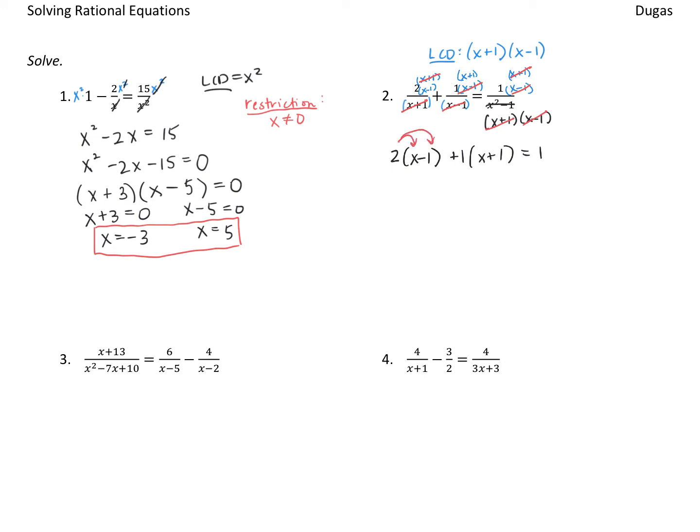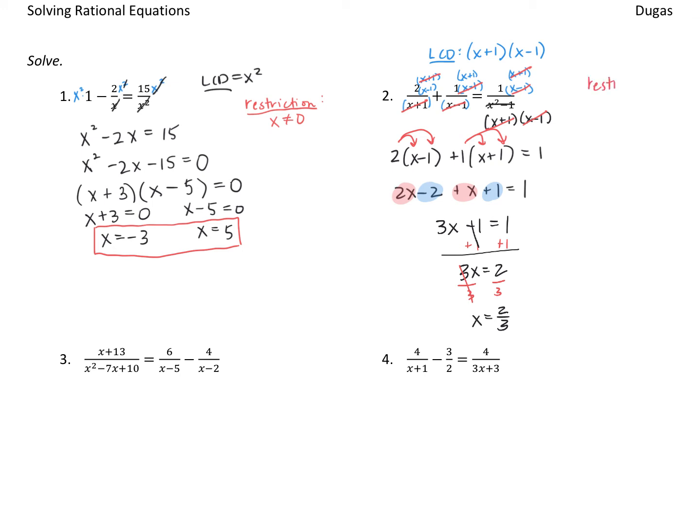Now I just solve the resulting equation. So distribute the 2, and that will give me 2x minus 2. Distribute the 1, that will give me x plus 1 equals 1. Combine my like terms, so I've got 2x and an x, and a negative 2 and a 1. So 2x plus x is 3x. Negative 2 plus 1 is negative 1. Add 1 to both sides. So I get 3x equals 2. Divide by 3. X equals 2/3.